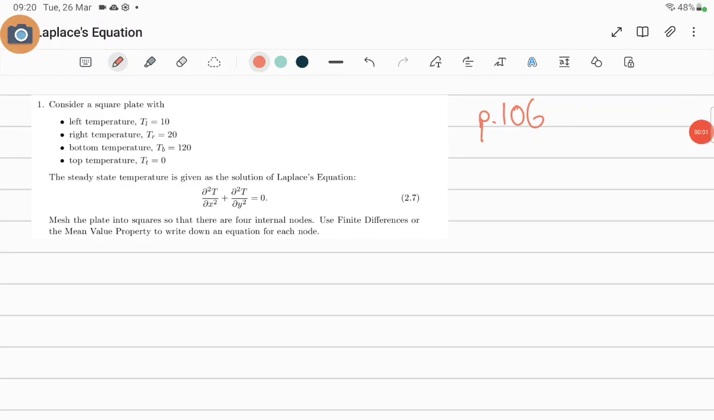There's two questions here in Laplace's equation. The second one probably being more relevant because this is more of an exercise, kind of setting you up for lab 7 of the VBA. So we got a square plate.